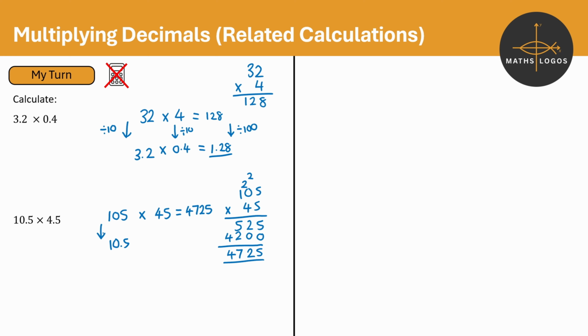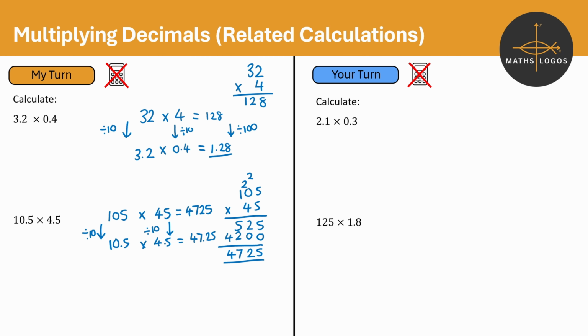Well, I divided by 10. And then I'll consider how I went from 45 to 4.5. And again, I divided by 10. Overall, that's equivalent to dividing by 100, so my answer would be 47.25.